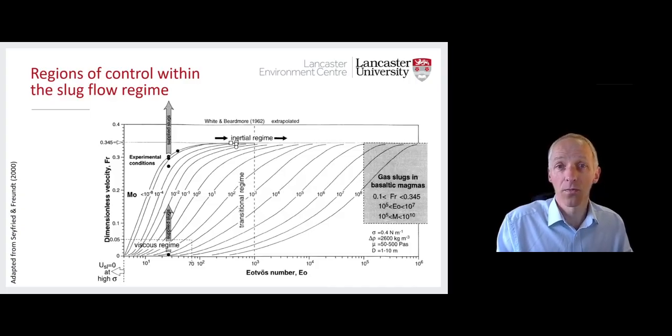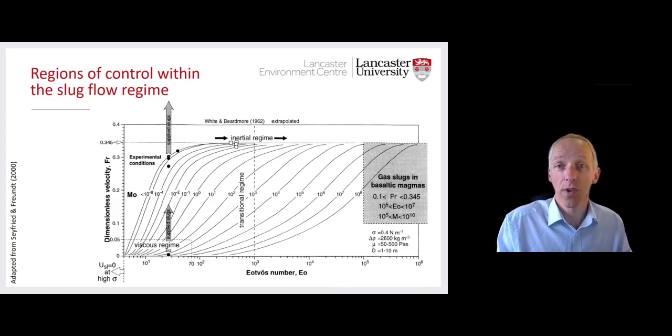In the bottom left of the plot, we have very small Froude numbers and very small Ertwärts numbers as well, in the viscous regime. Here the liquid viscosity is sufficiently high that it effectively controls the ascent rate of the gas slugs. So in between these two regimes, we have a transitional area where both viscosity and inertia play important roles.